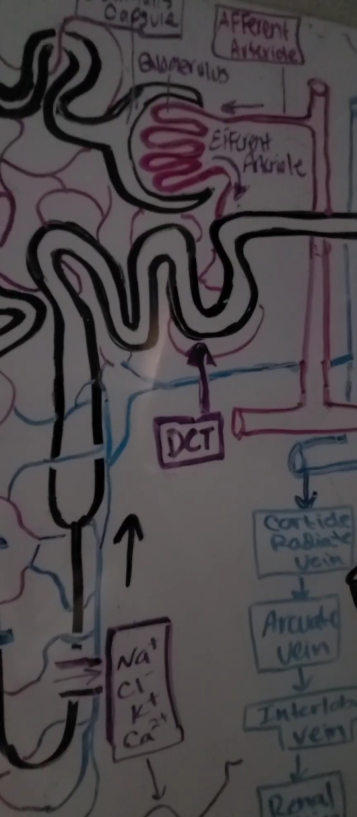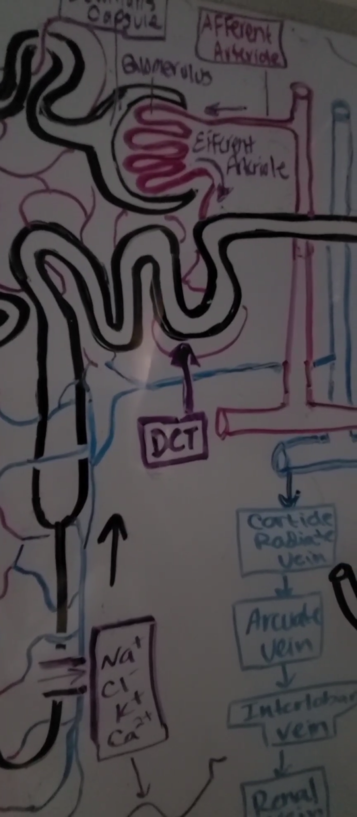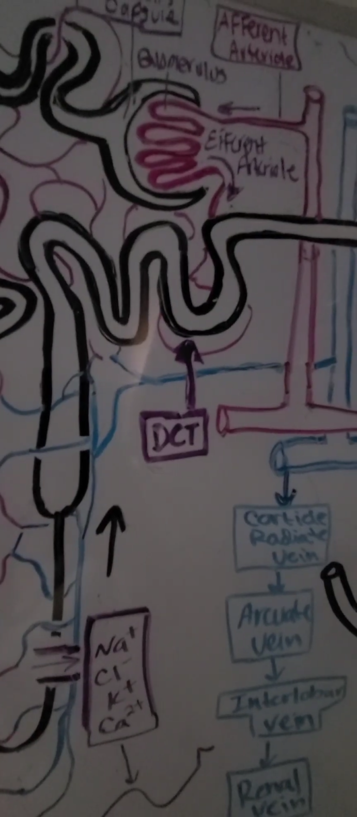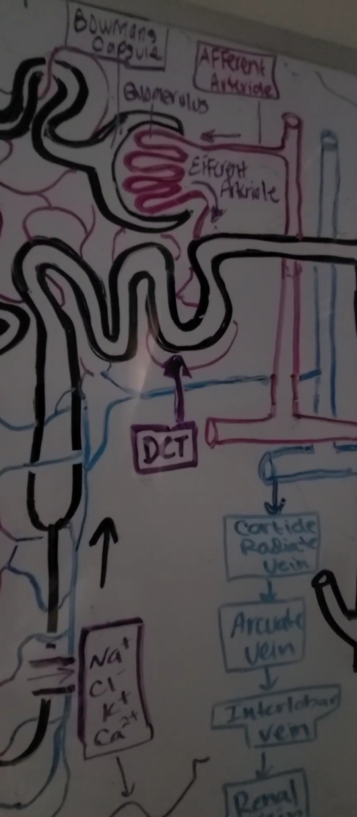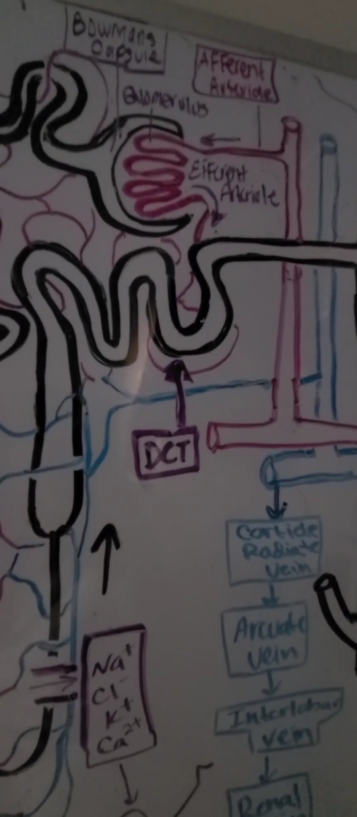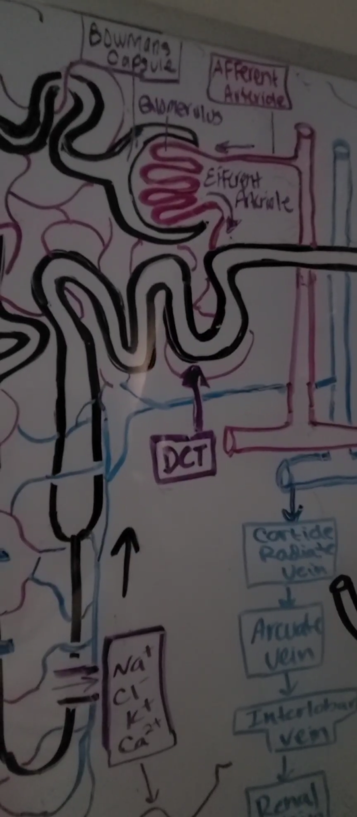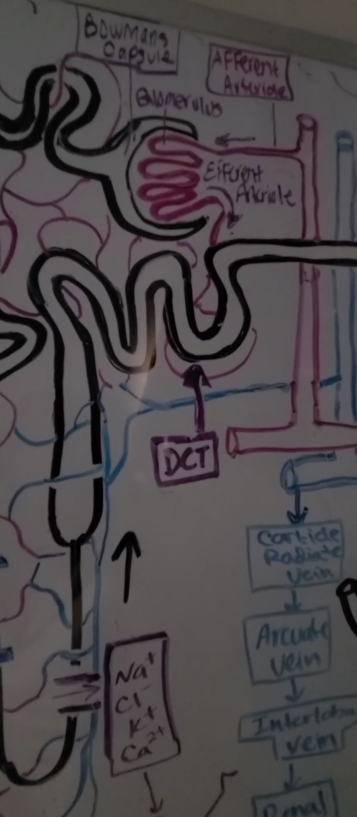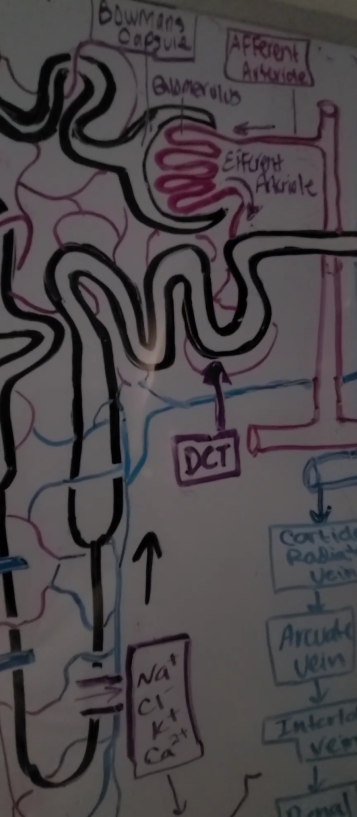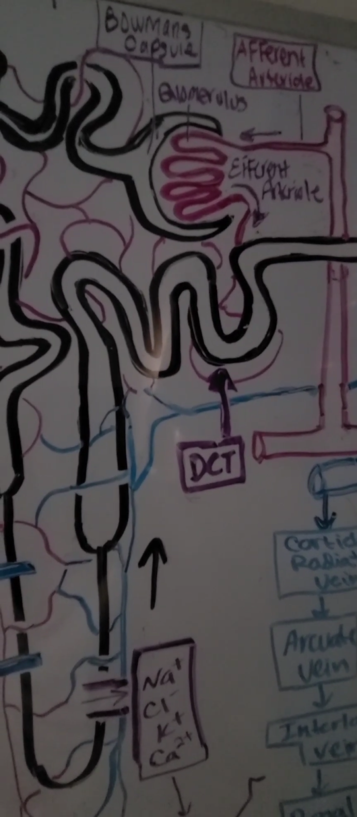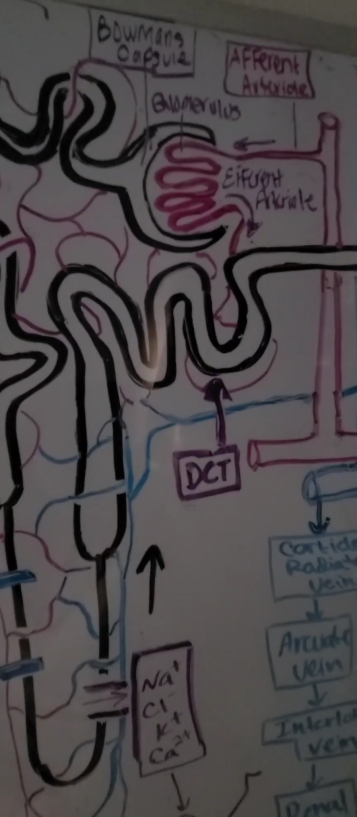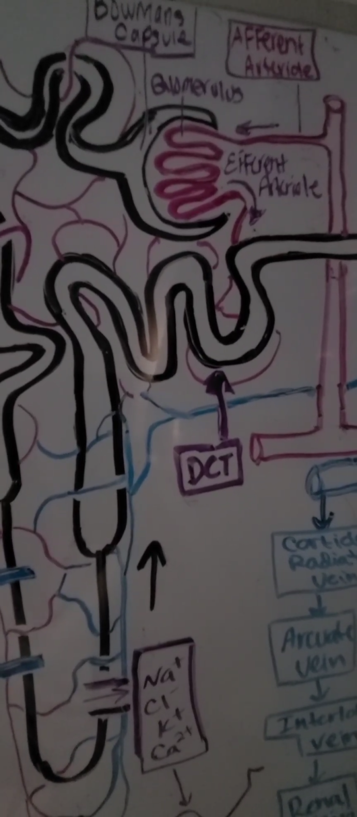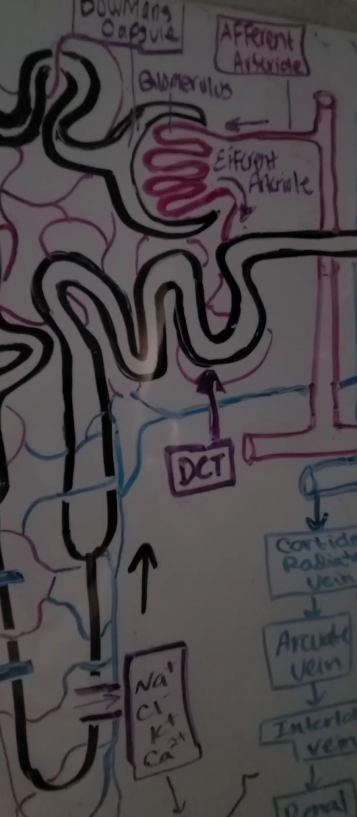I do also want to mention that aldosterone acts on the DCT where it secretes hydrogen ions when blood is too acidic. So if your pH levels are low and acidic, the DCT will secrete hydrogen ions to bring back those pH levels to normal.